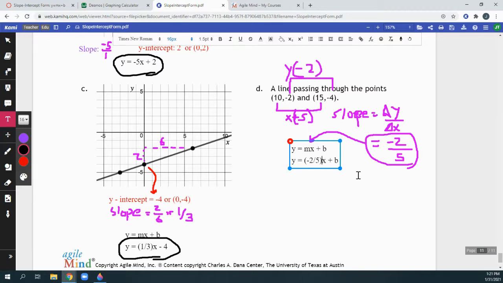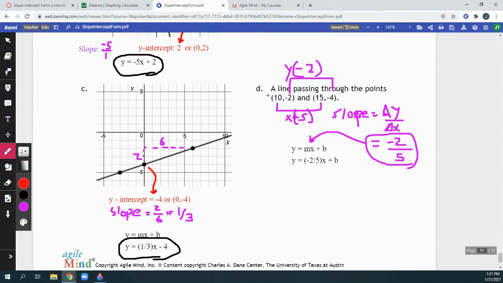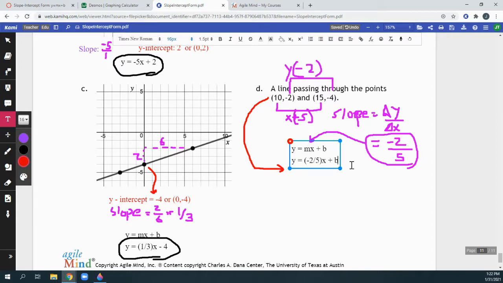Okay. So now what do I do? Well, the cool thing is I know an x and a y that work in here. And as long as I have only one variable, I can solve for it. So what I'm going to do is take one of these points and plug it in. It doesn't matter which one. I'll use the 10 and the -2. Okay? So I'm going to take this, make it go down here. And I'm going to turn the x to a 10 and the y to a -2. So let's do that. Y is a -2.